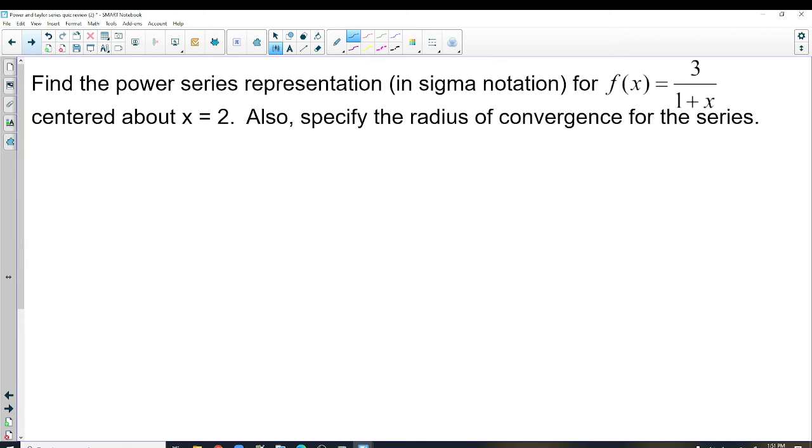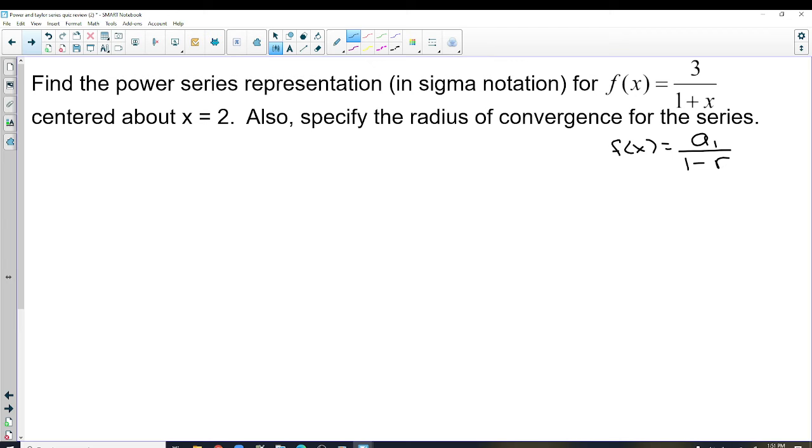Find the power series representation in sigma notation for f of x equals that, centered about x equals 2. Also specify the radius of convergence for the series. Well, you only know one function. I only know one function for this chapter. That's it, a sub 1 over 1 minus r. That's all there is to it.